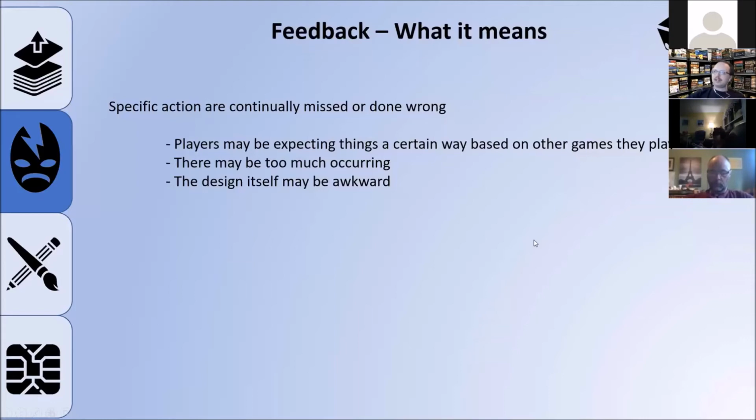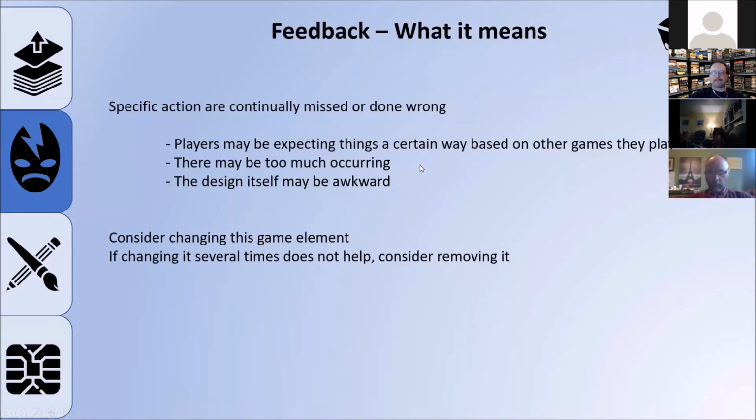So this particular element, you need to change it. No matter what the reason is that people are missing it or doing it wrong, you need to change it, because they're going to continue missing it or doing it wrong. And when I mean they're continually missing it, I mean you do 10 playtests. For 9 of those playtests, the majority of the people playing it miss this particular action or do it wrong. That's enough data to tell you that there's something wrong with that. So you need to consider changing that element.